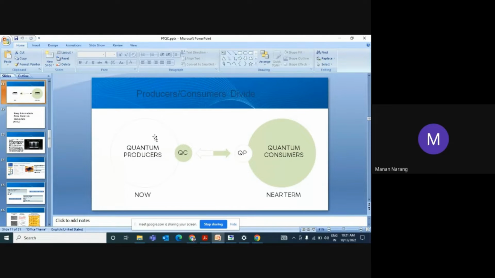We are in a stage where we have a producers and consumers divide. Right now the quantum producers are very large, but the quantum consumers are very few.